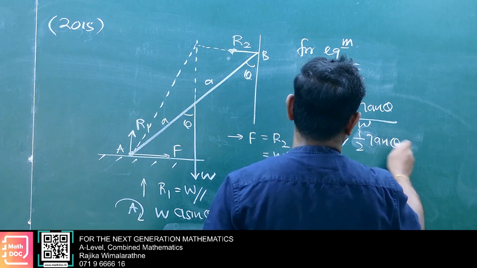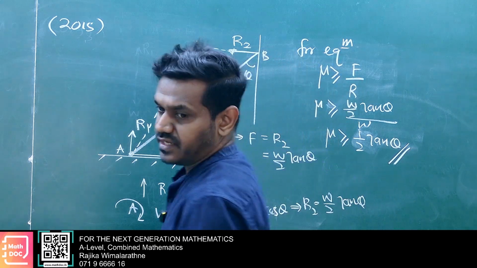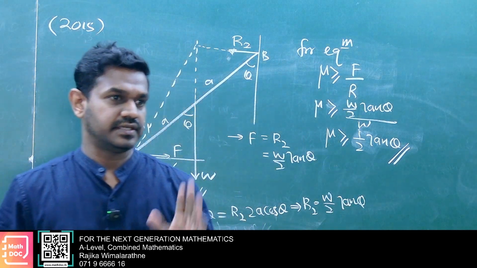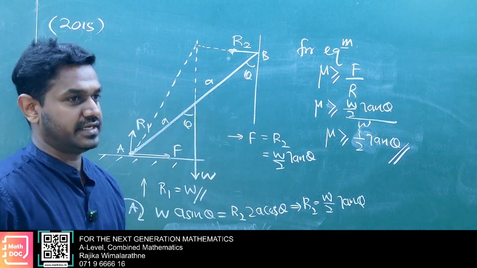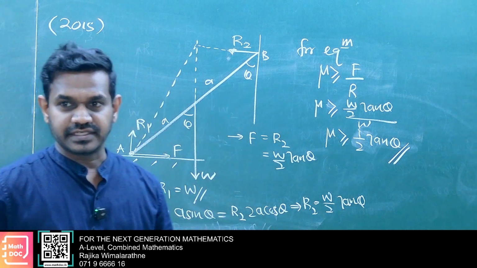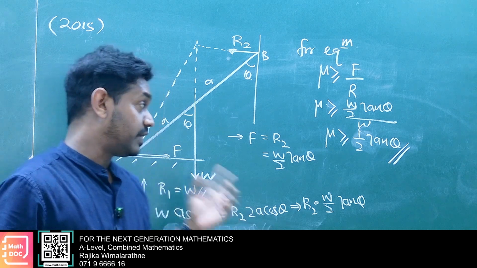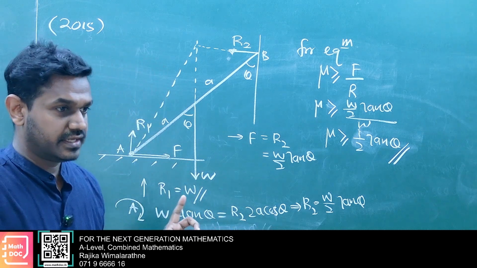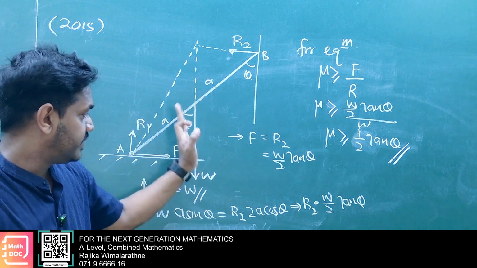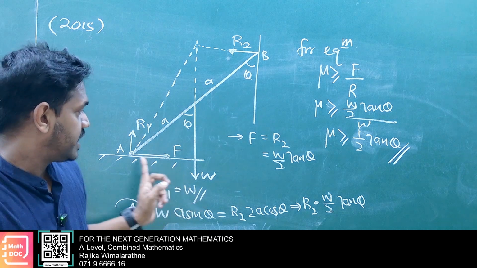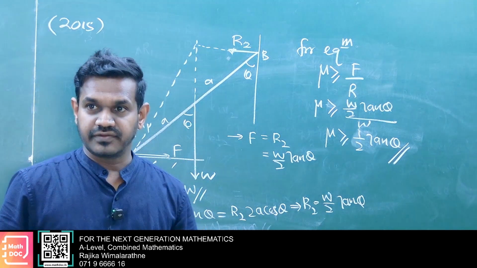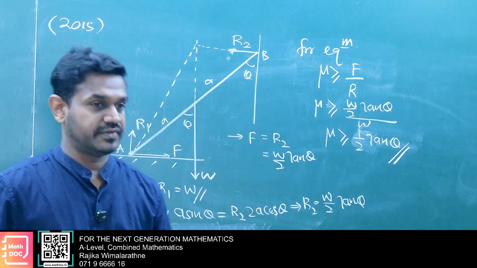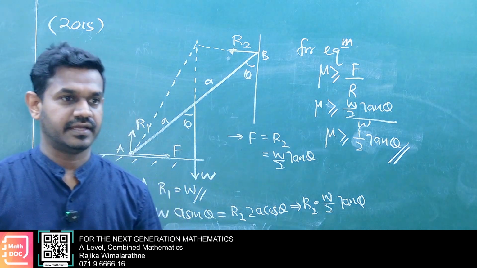Very simple question, okay? First you mark forces, then resolve horizontally and vertically and take moments. If there is a rigid body, then it is better to take moments. Then resolve vertically and horizontally, take moment about A, then find all the forces, and to be in equilibrium, mu greater than or equal to F divided by R. Okay, continue.